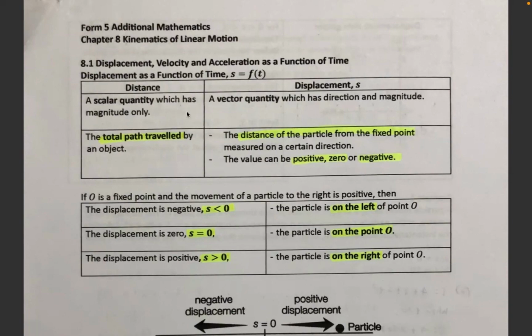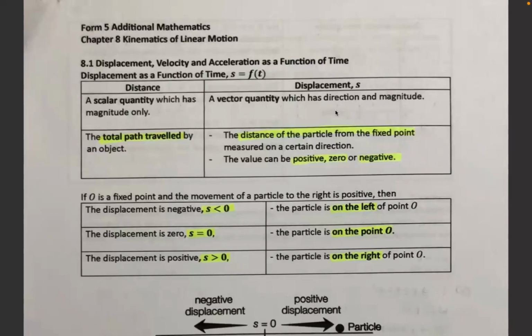Distance is a scalar quantity which has magnitude only, and the definition of distance is the total path traveled by an object. So let's say they will ask you to find the total distance traveled by an object from the third second to the sixth second and so on. And your answer for distance will be positive. Let's say the distance is 9 meters.